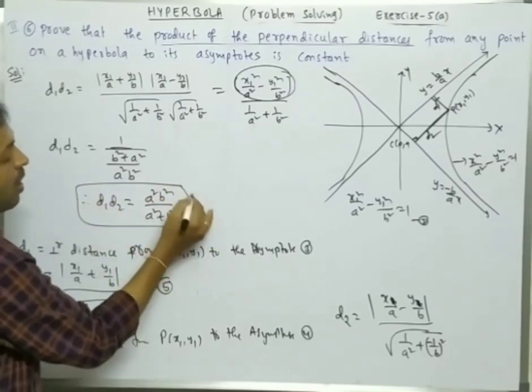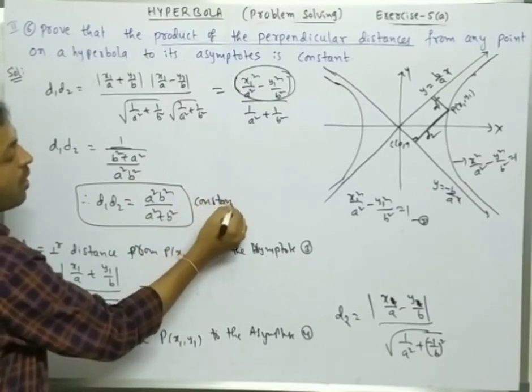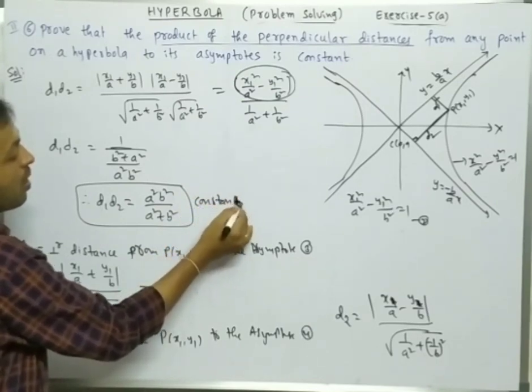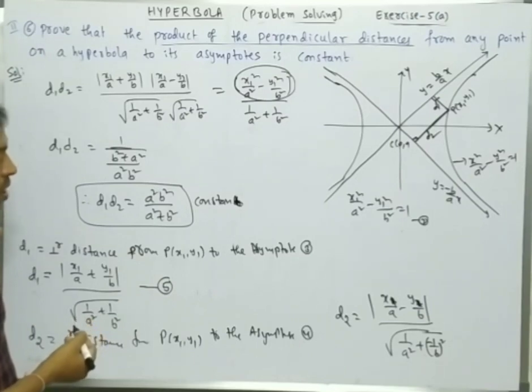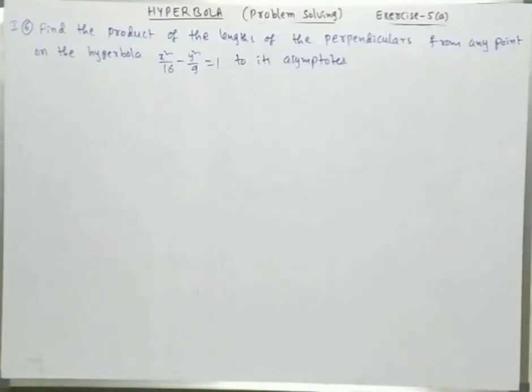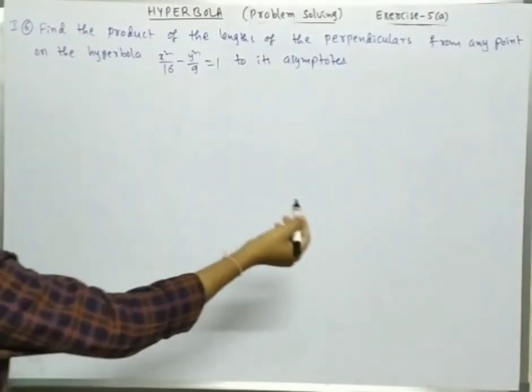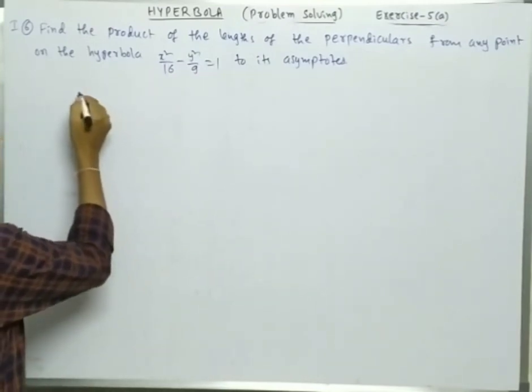So this is a constant. As a and b are constants, the result is also a constant. So remember this formula for entrance exams: the product of the perpendicular distances is a square b square by a square plus b square. This is the example problem for the previous formula.